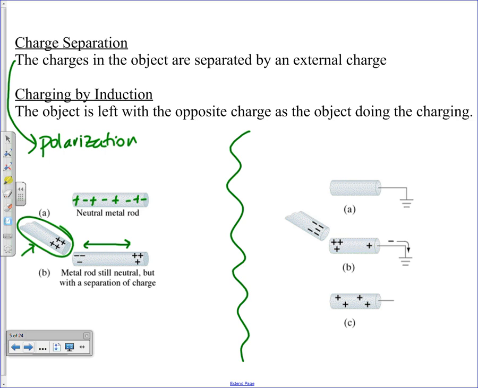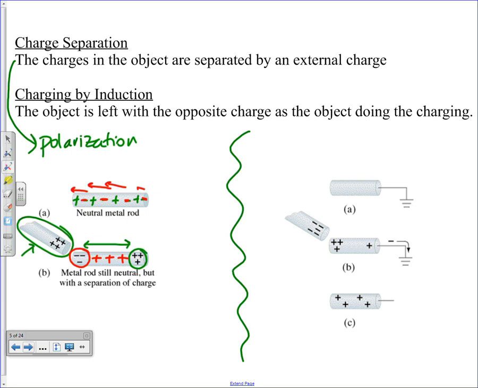Now this is a little bit misleading because the positives can't really move. The nuclei cannot really move around. So it would be more realistic to say that these negative charges travel, in this case, to the left. They're going to be attracted. I think it would be more realistic to say that the positives are still evenly distributed throughout the rod.